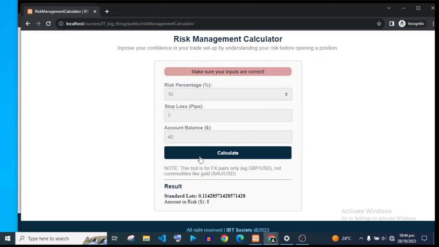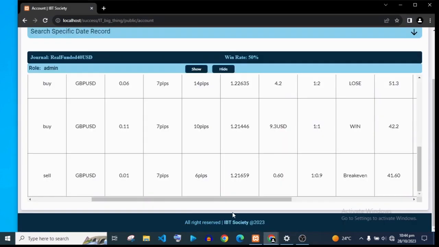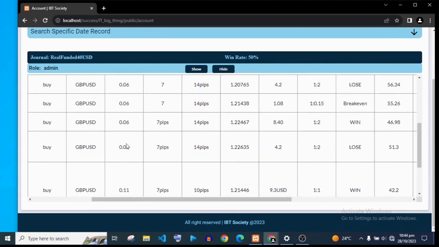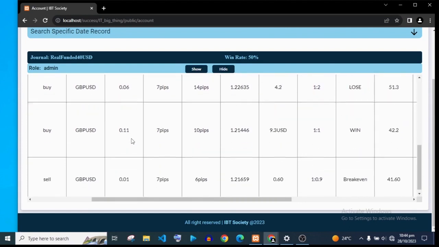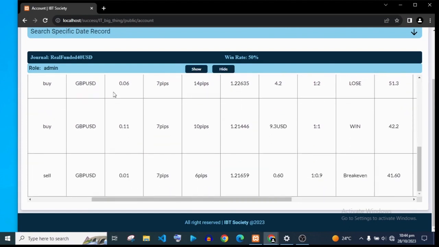So I came back, adjusted it and pushed it, and it gave me 0.057. So I decided to round this up to 0.06, and as you can see going forward, that is what I continued to use. You can see 0.06, 0.06, 0.06. That was what I continued to use throughout my trading, and I'm going to stick with it, just risking 10% of my capital each time.